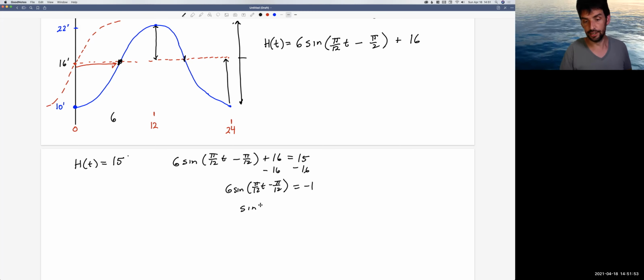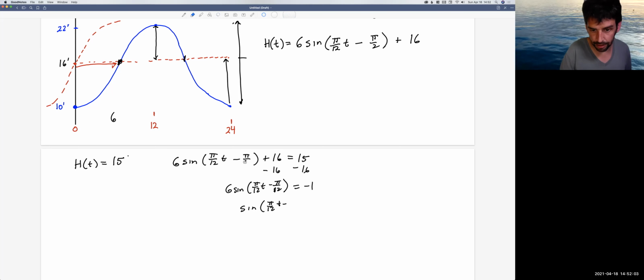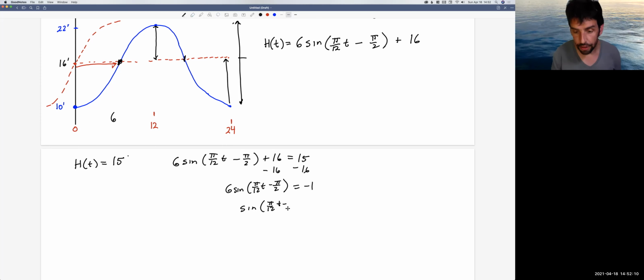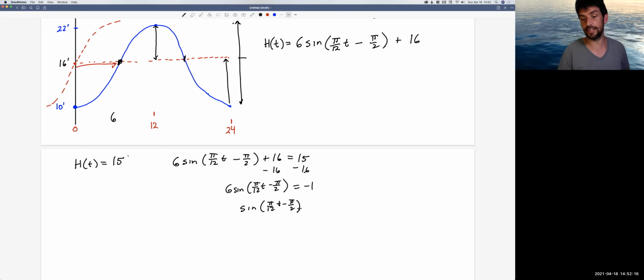So sine of pi over 12 t minus, oops, realize I'm writing pi over 12 for the phase shift, or for C, but that should have been pi over 2. Let me correct that. Pi over 2. So we get, I'm dividing by 6 now. Sorry, I lost track of what I was doing. So I get sine of all of this is equal to -1/6.